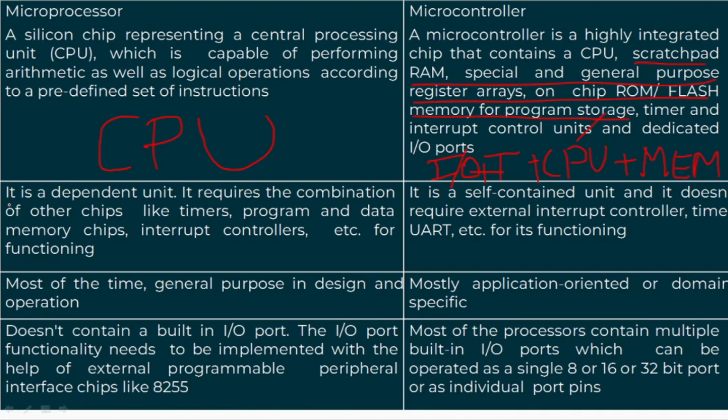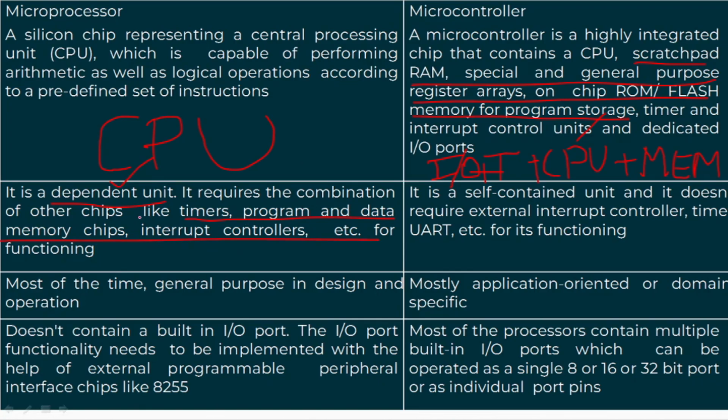And here what it is saying is it's a dependent unit. Yes, of course, because it only has the processing unit. You can consider the processing unit as something similar to your brain, but for the brain to actually do the task, it needs other components like maybe your eyes, your ears, your hands, your legs, right? So similarly, the microprocessor will also need components like timers, program and data memory chips, interrupt controllers, etc. These are the additional components which are required by the microprocessor. So it's a dependent unit.